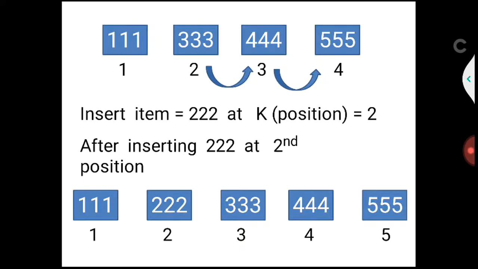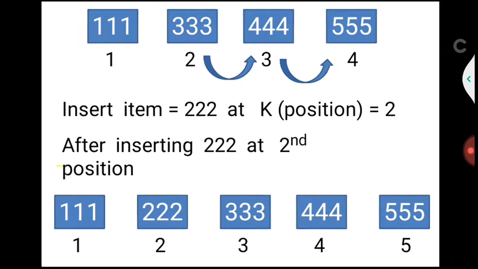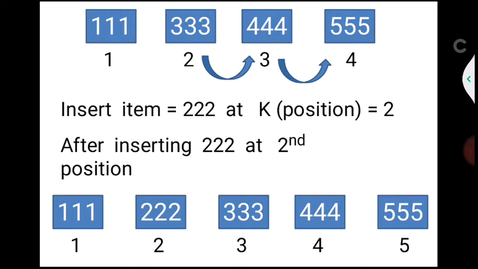Okay, here is the next slide, friends. You can see there is an array of 4 elements. The locations and the values are shown properly in this figure. If you want to insert an item, that is 22, at position k, suppose the position is 2, we have to insert the 22 value after 11 at the second position.